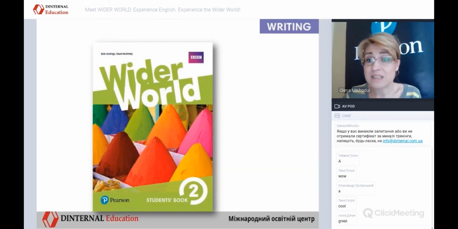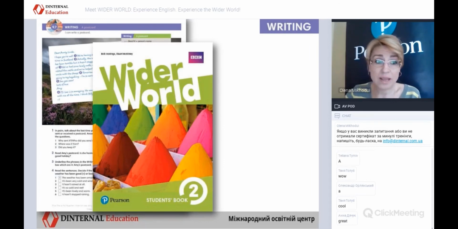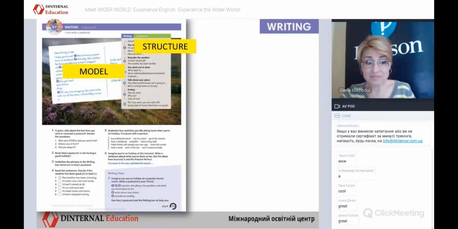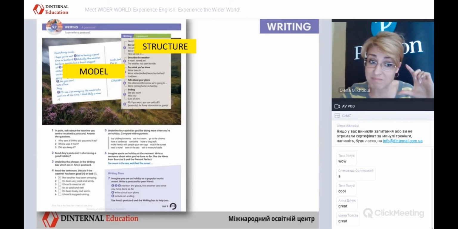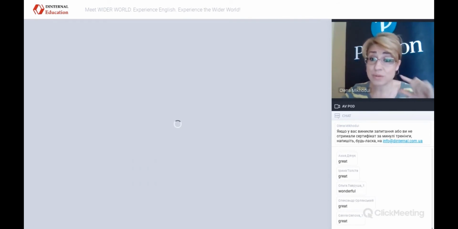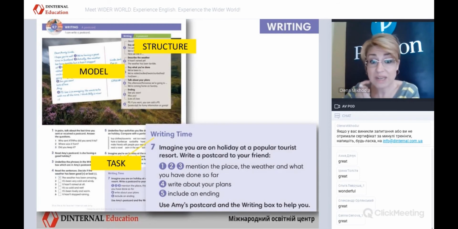Another example, since we're speaking about exam prep, of how wonderfully it's incorporated into different lessons of this course. Writing lessons are very well structured. There is always an easy to remember model. We study the structure of this letter type, and then there is this writing task. Just have a look at what writing tasks in Wider World are like. They look very similar to what they will later have in the exam.